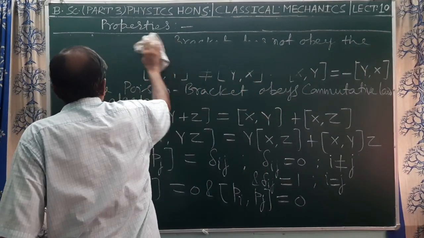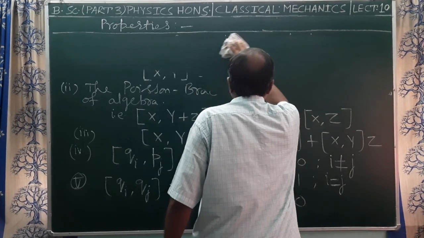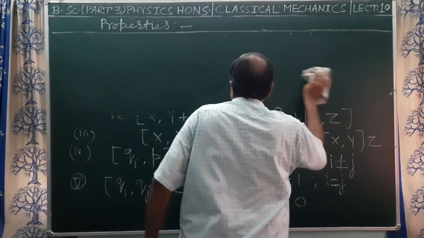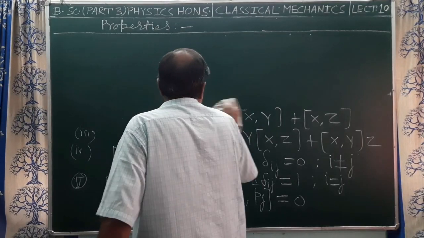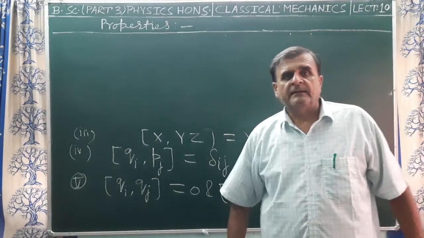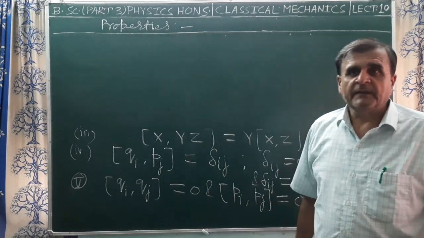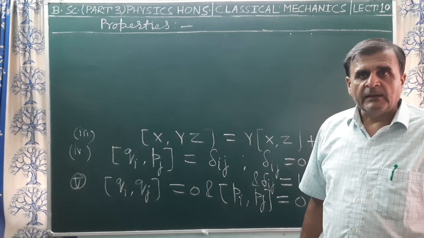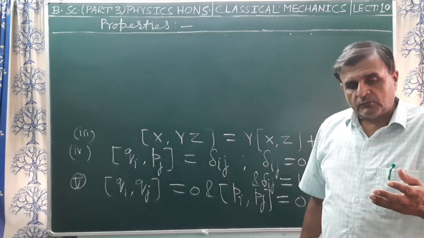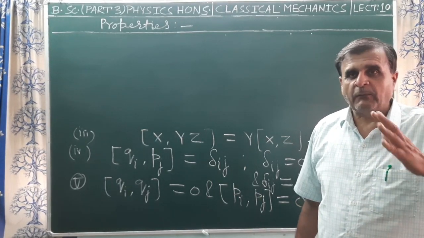Now some more important properties of Poisson brackets we have to discuss. So property number 6, which is the partial time derivative of the Poisson bracket of two variables. Now say two variables are u and v. So the partial time derivative of two dynamical variables, say u and v in place of capital X and capital Y.